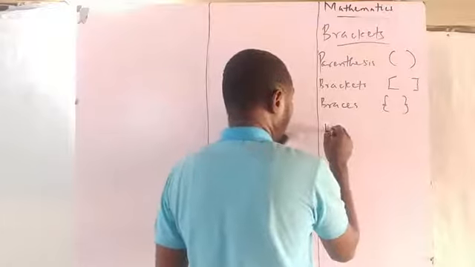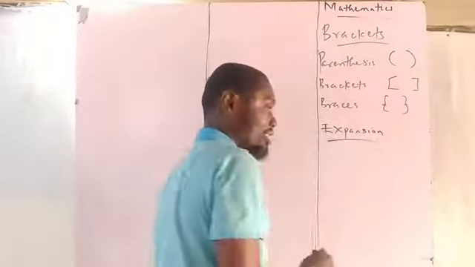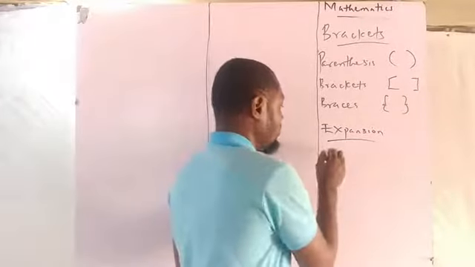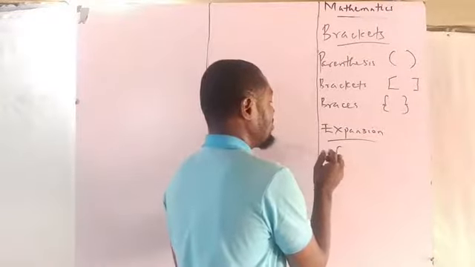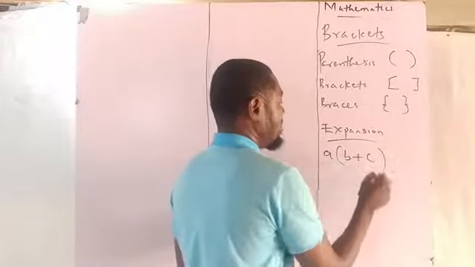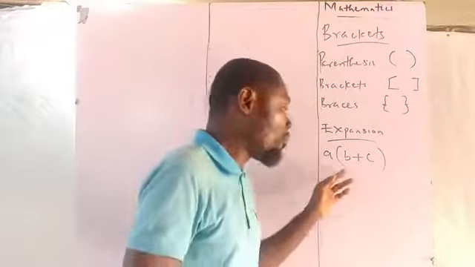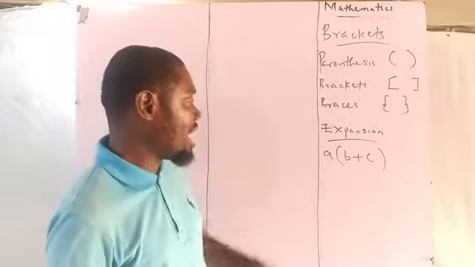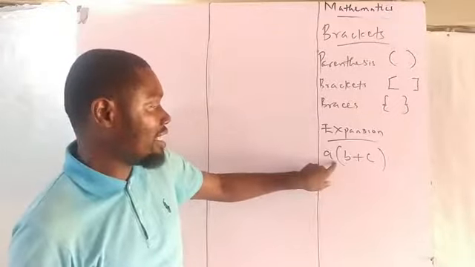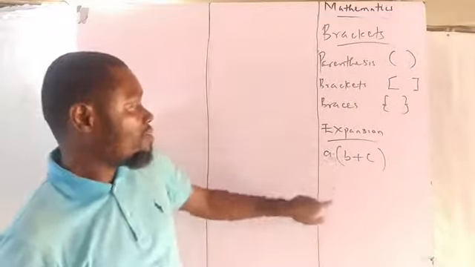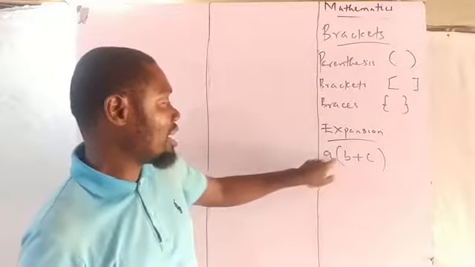Let's start with expanding brackets. Expansion of brackets. Let me start with letters. A into B plus C. You want to expand this bracket, means you want to open the bracket. The letter outside, you can see between A and the bracket, there's no sign written there. There's no plus, there's no take away, there's no division. So what you have in this case will be times.